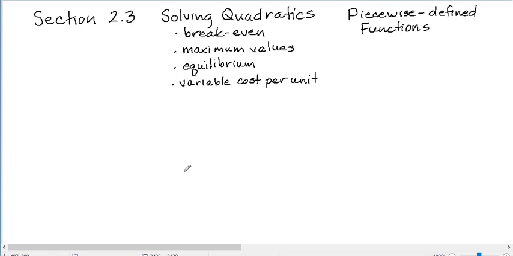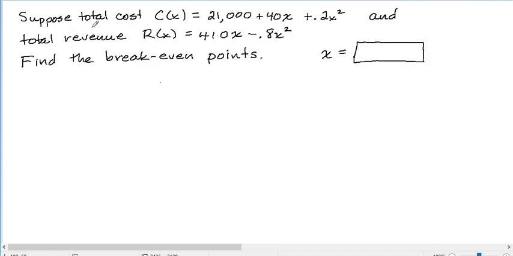In section 2.3, we're continuing on with quadratics. We're using some of the same business ideas we had in the past, like a break-even point or finding a maximum value. Suppose the total cost function is given by 21,000 plus 40x plus 0.2x squared, and then we're also given a total revenue function.